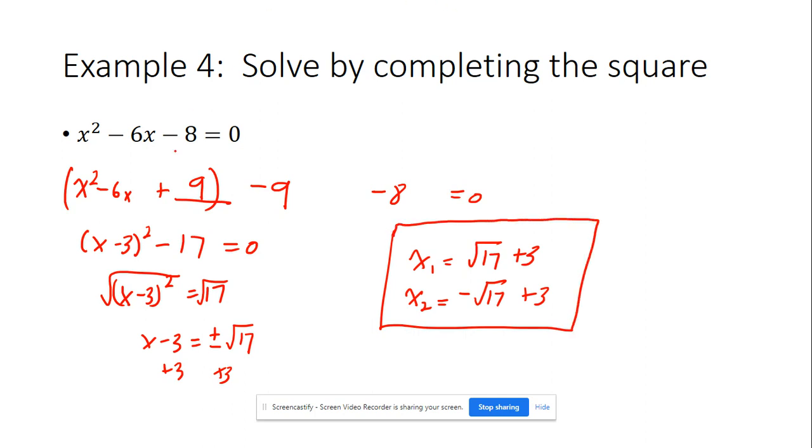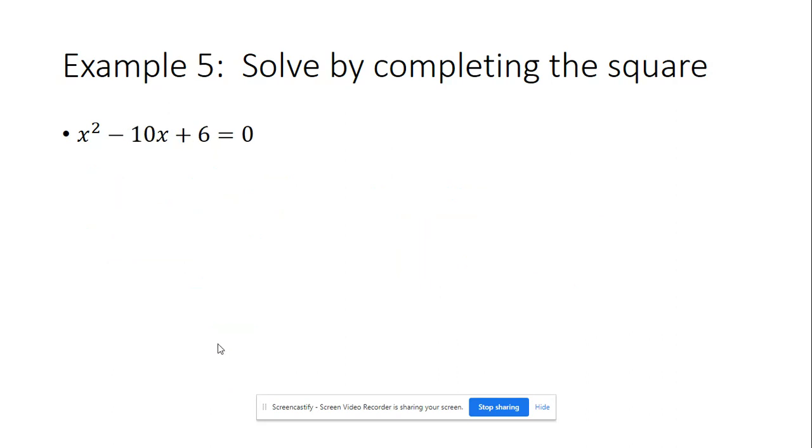Okay, so again, we want to be able to complete the square and then use the square root principle. And the square root principle says that when we square root both sides of an equation, we have to take the plus or minus of that answer like this. All right, same thing, guys. I mean, a very similar question like that, just different numbers.